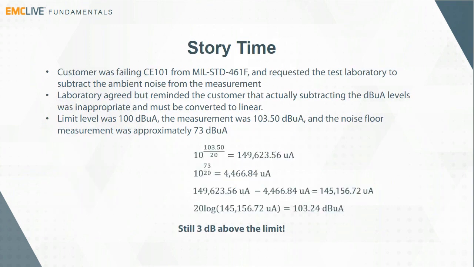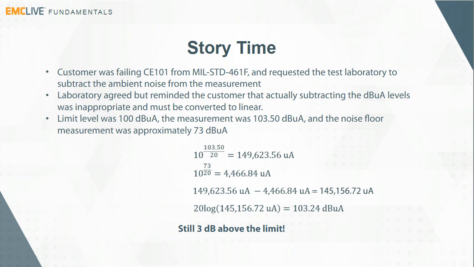From what we've learned today, I'd like to share a little anecdotal evidence as to why this information is important. When I was in the test lab, I ran a lot of military test programs. I did some of the testing and oversaw some of it, and had a situation where a customer was failing CE 101 out of Mil Standard 461F, and this gentleman requested us to subtract the ambient noise from the measurement. If you don't know, when you fail a test or sometimes come within 6 dB of the limit, you typically run an ambient to show that all your measurement equipment and factors are within 6 dB or less than 6 dB away from the limit.